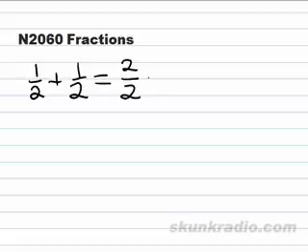That makes sense because this 2 over 2 is the same thing as 1, because what we're really saying is 2 divided by 2 is 1.